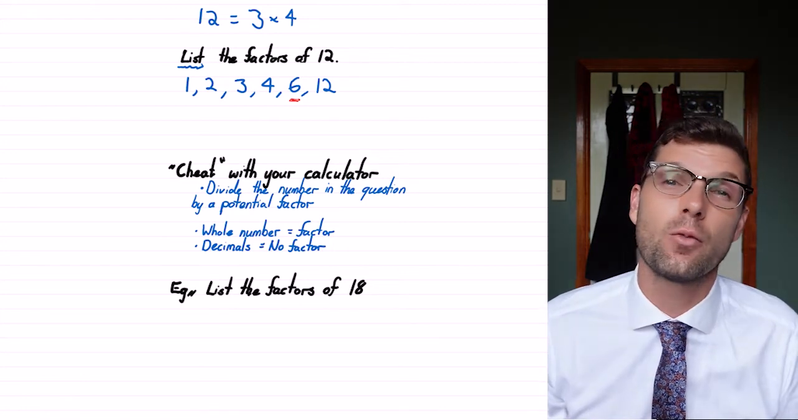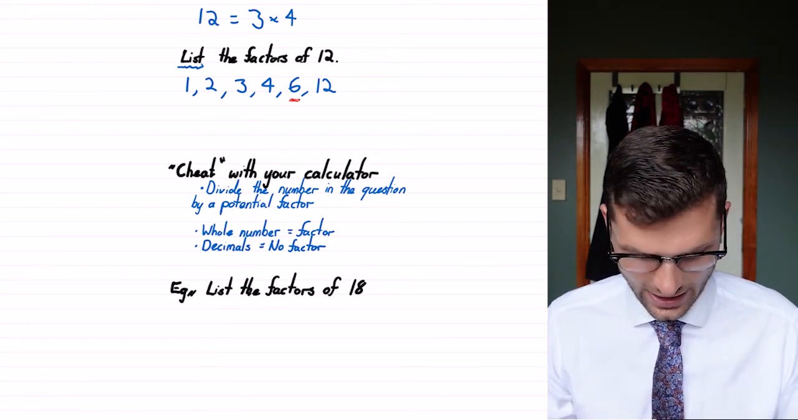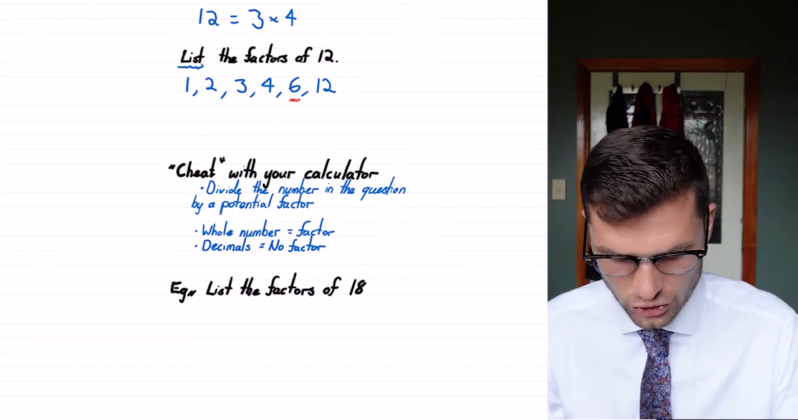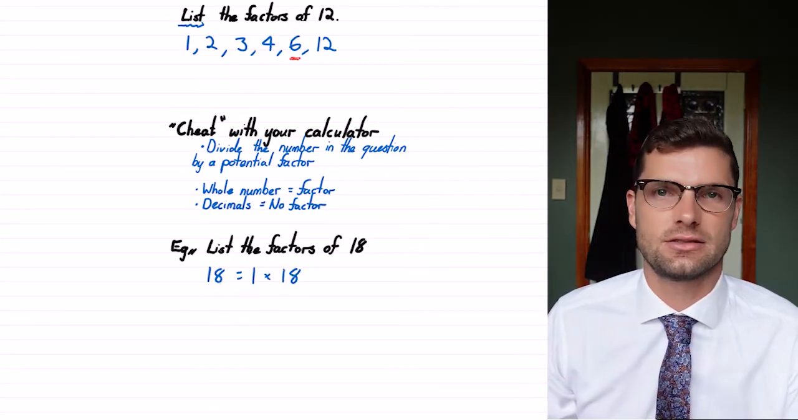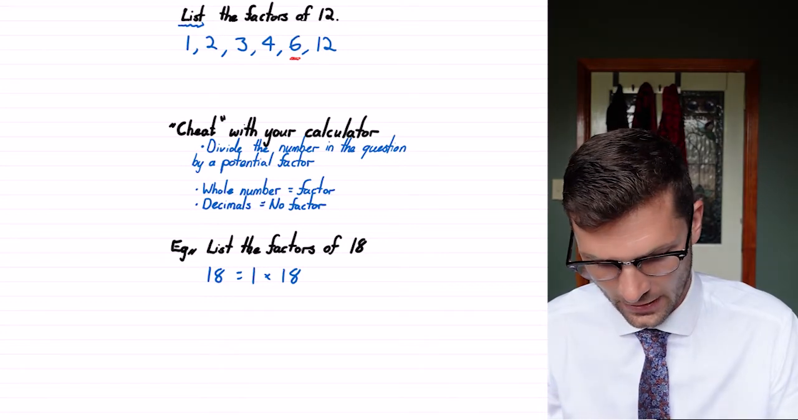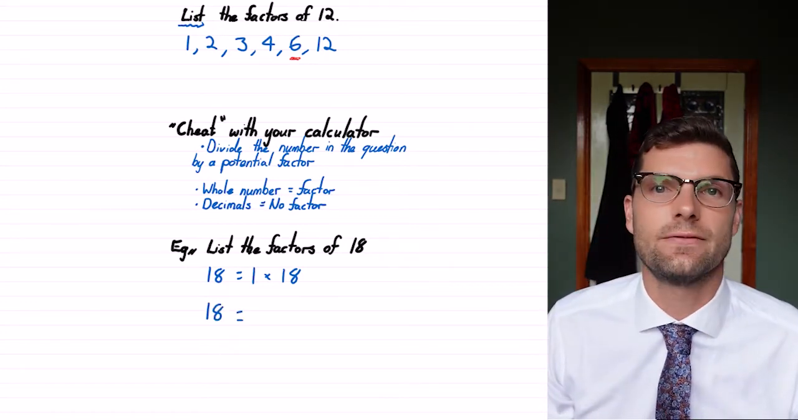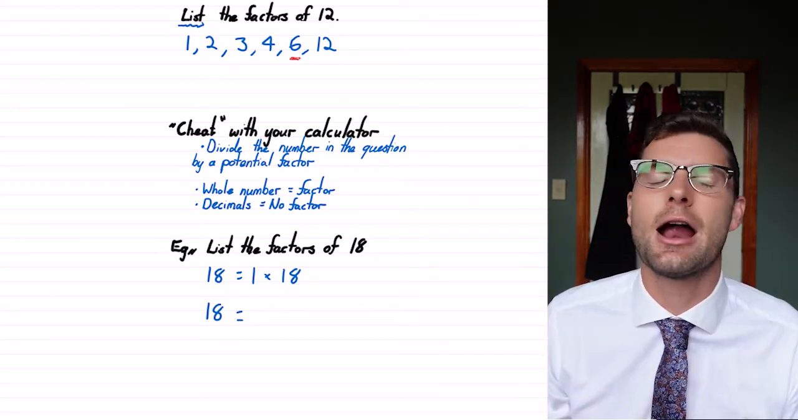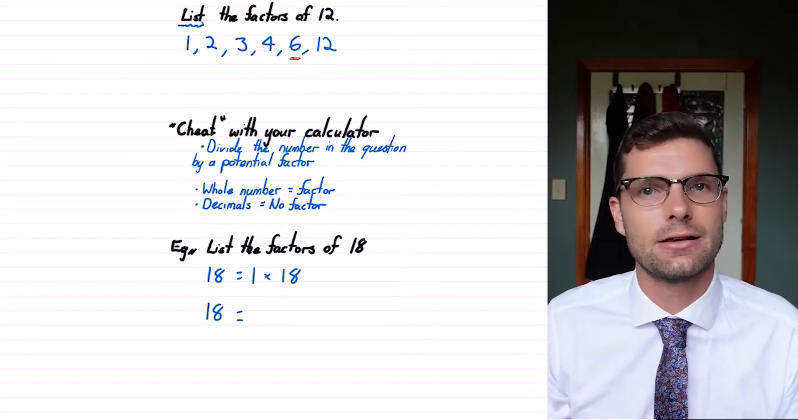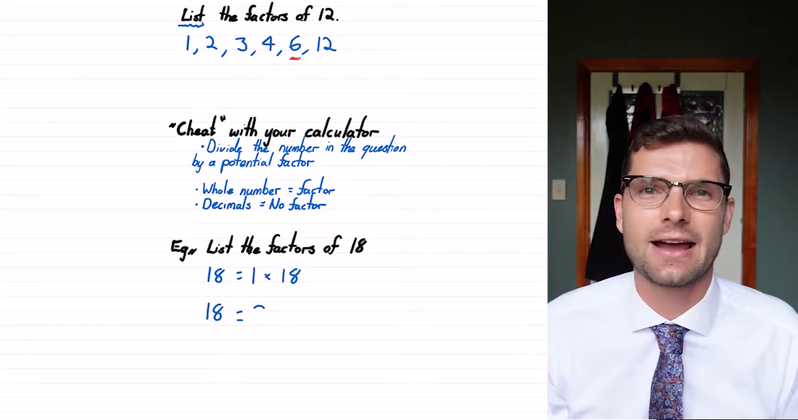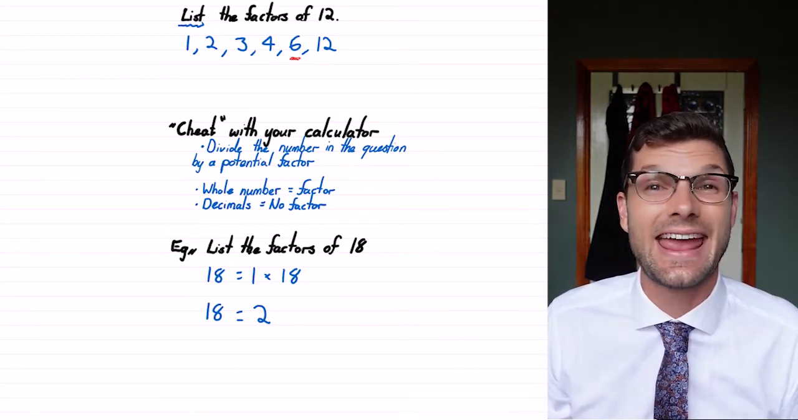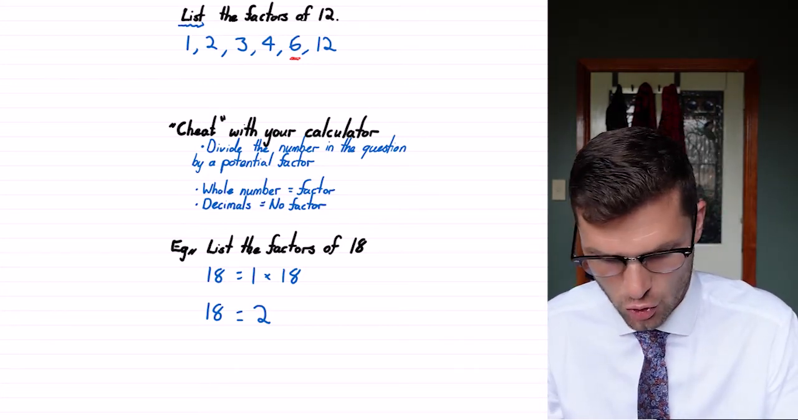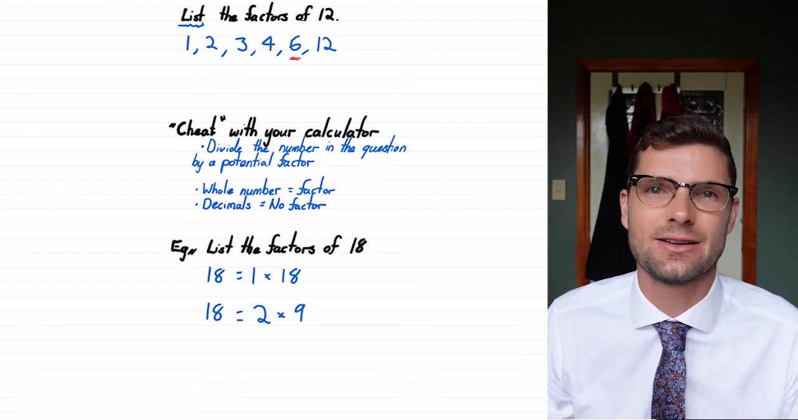Right, so for example, if we were looking to find the factors of 18, we know straight away that 18 is equal to 1 times 18. That one's a gimme, so straight away we've got that one. But I can't remember what 2's pair is. So if I chuck onto my calculator 18 divided by 2, you can see that the answer is 9. So 2 times 9 has to be a factor pair.